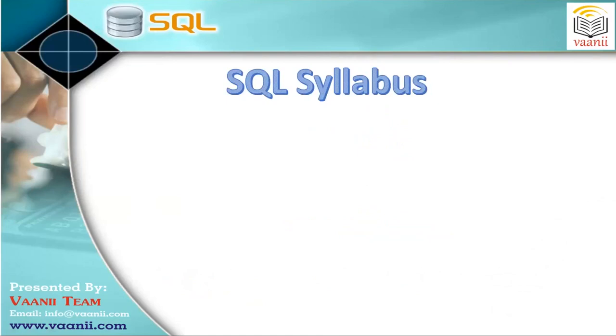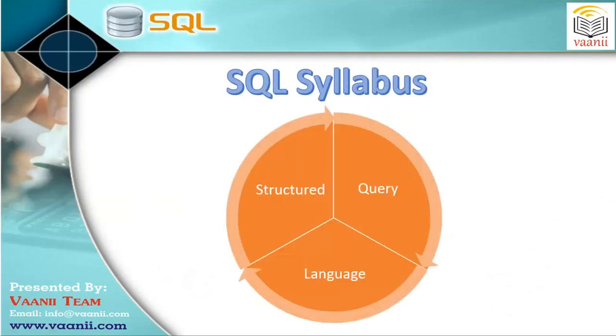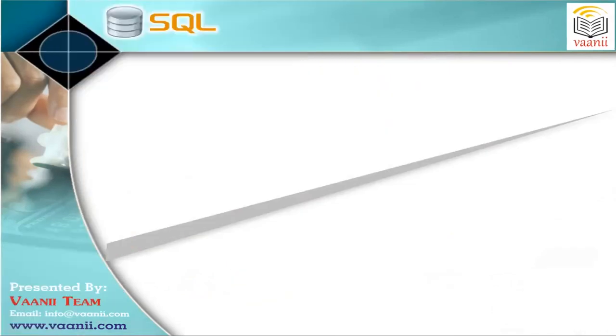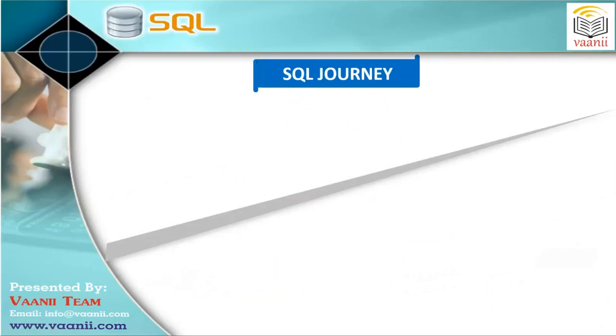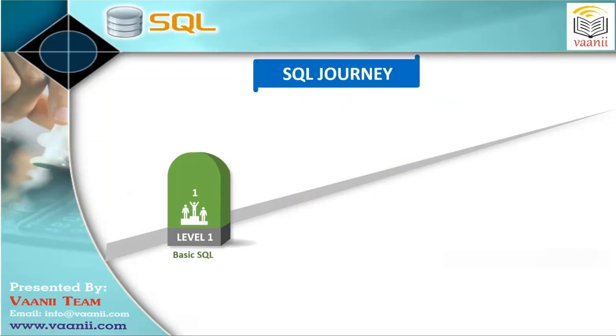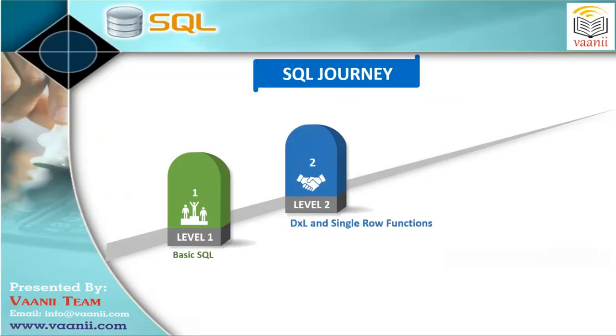So we divided this SQL syllabus into 4 levels, and it's a journey on which we are going to start from 0 mile. Level 1 is basic SQL, in the sense that if you don't have any idea about SQL, we are going to start with the level 1 course for you. Once you are done with level 1, I will explain level 2 topics, and in that mostly DDL, DML, DCL, and single row functions.